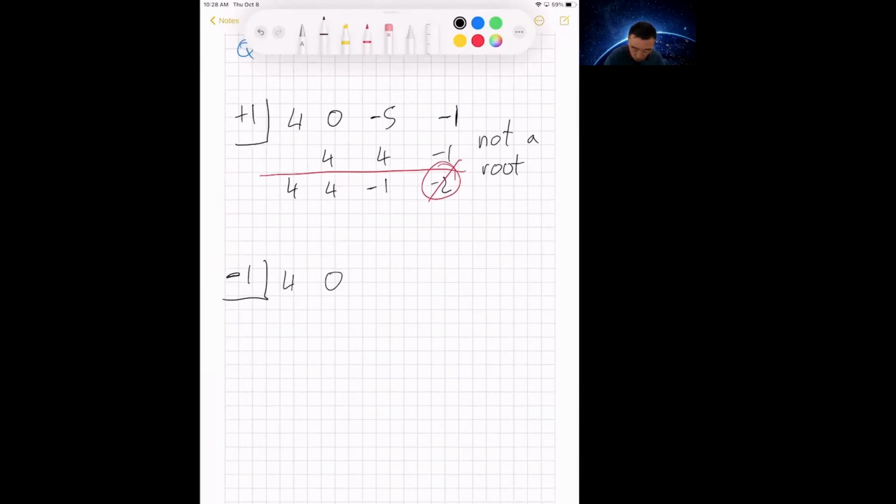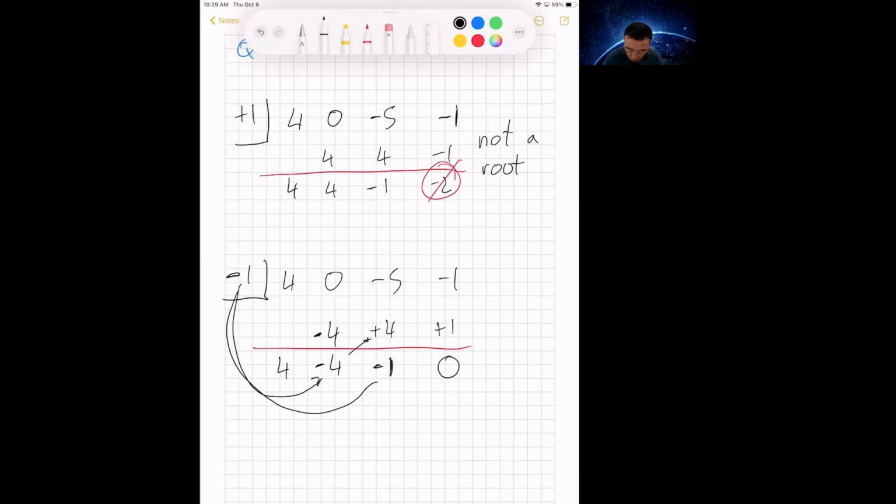4, 0, negative 5, negative 1, right? And this time it's negative 1. There's going to be a negative 4, positive 4, right? Because negative 1 times negative 4 equals positive. That gives me a negative 1. Negative 1 times negative 1 equals positive 1, and 0. Aha. It's a root. We found a root.